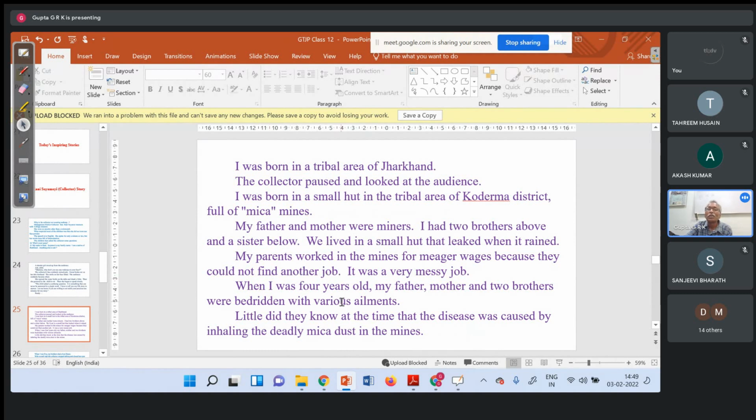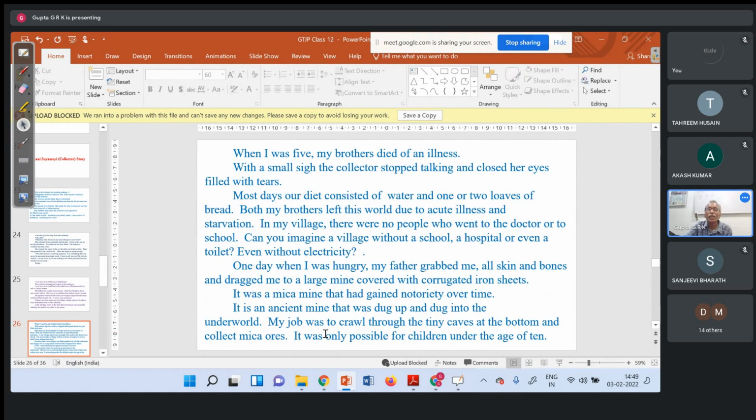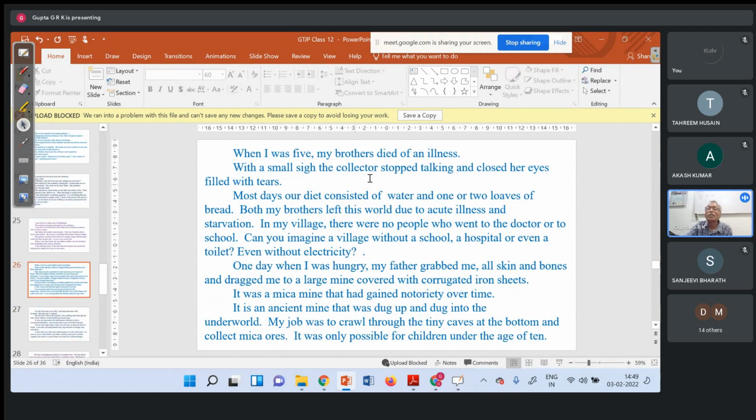When I was 4 years old, my father, mother, and two brothers were bedridden with various ailments. Little did they know at that time that the disease was caused by inhaling the deadly mica dust in the mines. When I was 5, my brothers died of an illness. With a small sigh, the collector stopped talking and closed her eyes filled with tears.